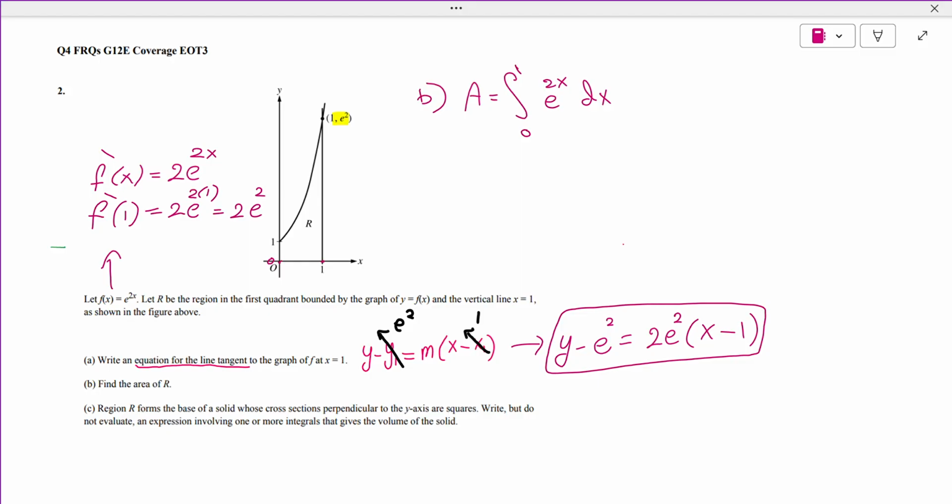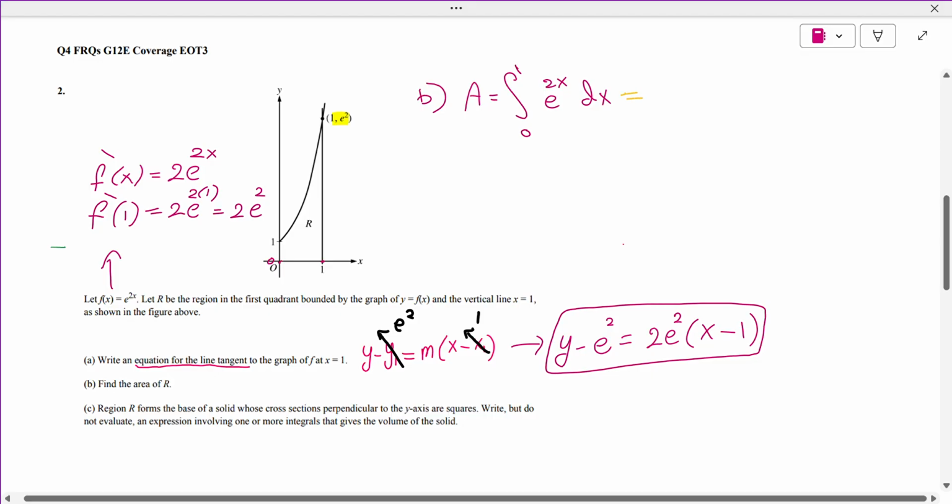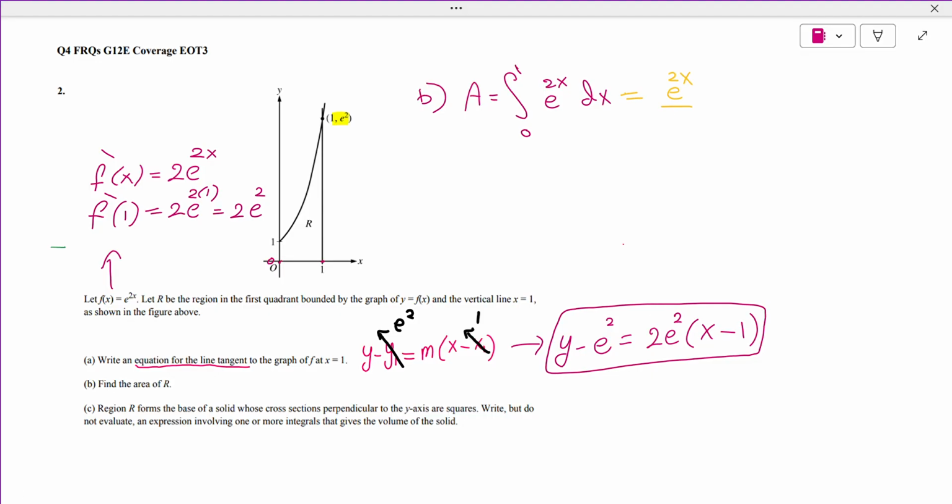Now, what is the integral of e to the power of 2x? Well, the integral of e to the power of 2x is e to the power of 2x divided by 2. We used to multiply it by 2 in derivatives. In integral, we do the opposite. Evaluated from 0 to 1.